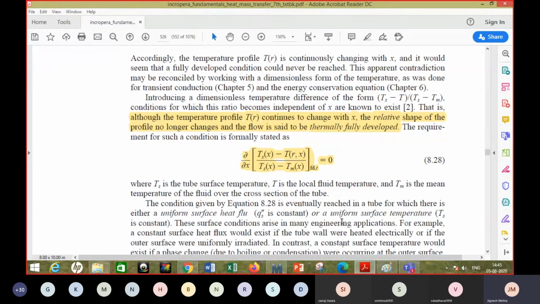It's not like the momentum boundary layer development, where the shape of the velocity profile does not change, right? But here this is the ratio which does not change.